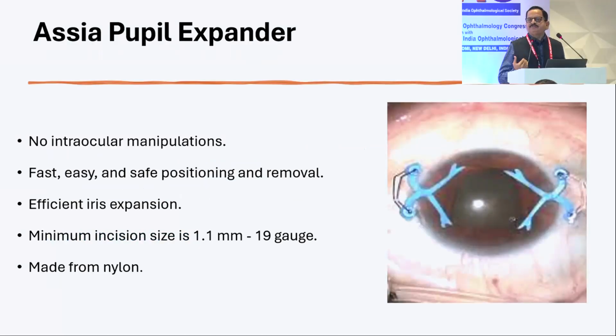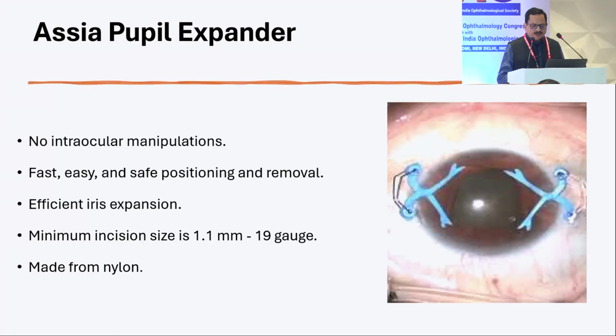Then there are various devices which can expand the pupil. I'll not cover all of them because there is a very long list, but I'll be covering some of these. This is the AIOS pupil expander. There's no intraocular manipulation. It's a very fast, easy and safe positioning and removal. Efficient iris expansion. Minimum incision size 1.1 millimeter, that's from the 19 gauge you can put it.